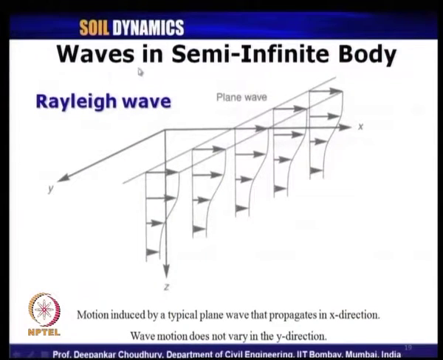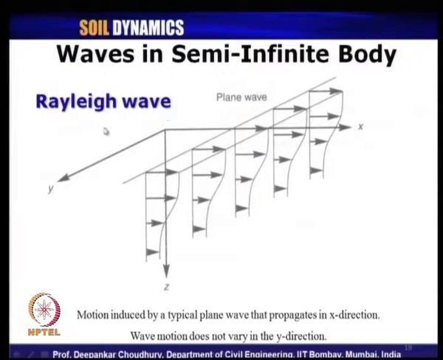Now, coming to some other different types of waves. Waves in a semi-infinite body, you all know, that is in one direction it is going to infinity, whereas in the other direction there is a boundary, like our earth surface or ground surface. So, below ground it is extending to infinity, but at the ground surface it is ending there. So, a Rayleigh wave is a motion induced by a typical plane wave that propagates in x direction, and wave motion does not vary in the y direction.